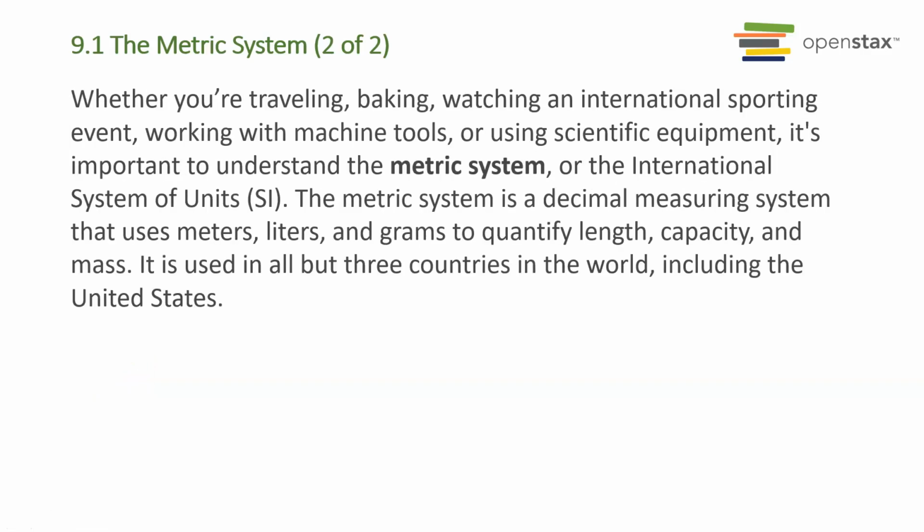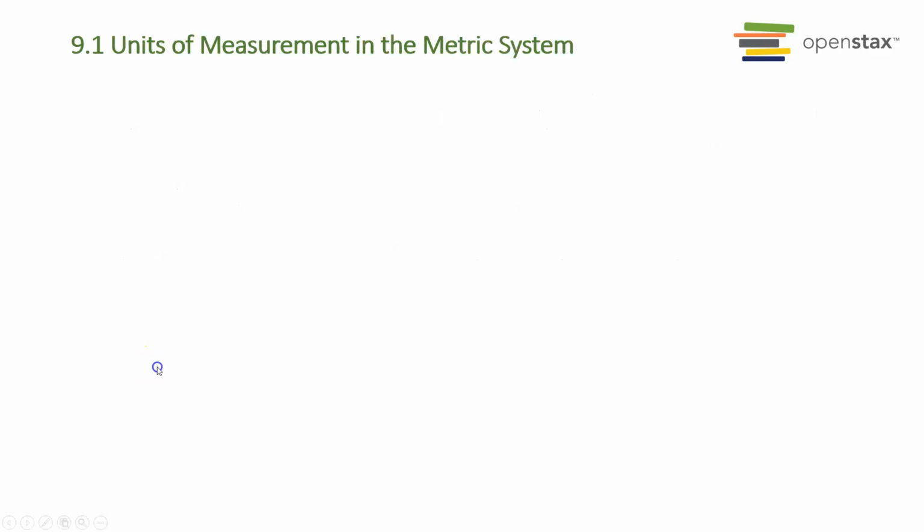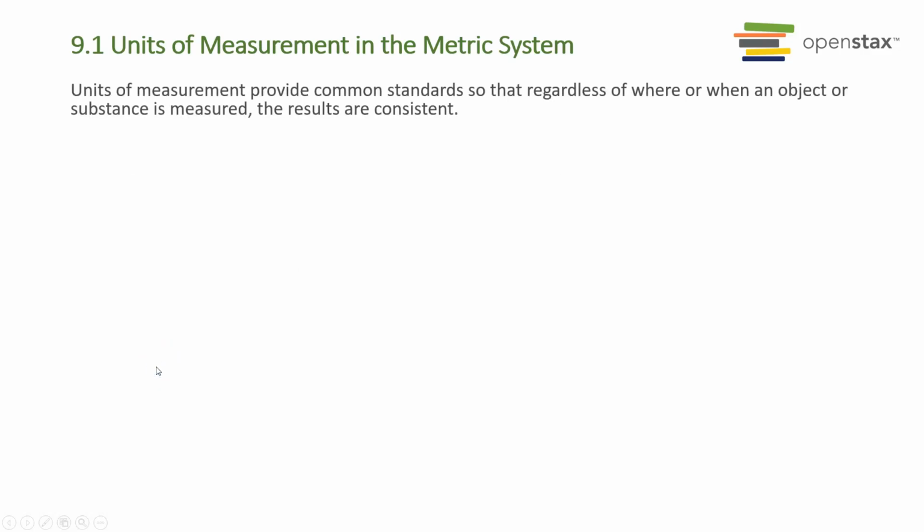Whether you're traveling, baking, watching an international sporting event, working with machine tools, or using scientific equipment, it's important to understand the metric system, or the International System of Units, SI. The metric system is a decimal measuring system that uses meters, liters, and grams to quantify length, capacity, and mass. It's used in all but 3 countries in the world, including the United States. Units of measurement provide common standards so that regardless of where or when an object or substance is measured, the results are consistent.